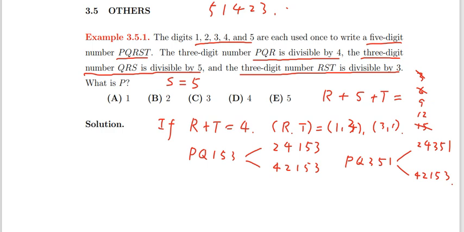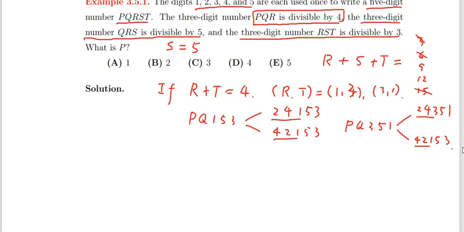So we just check which number satisfies the condition that PQR is divisible by 4. This one does not work, this one does not work, this one does not work, this one does not work.